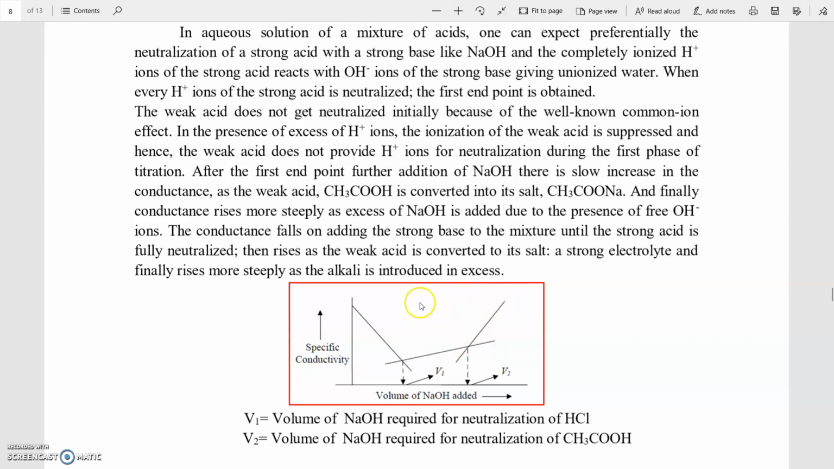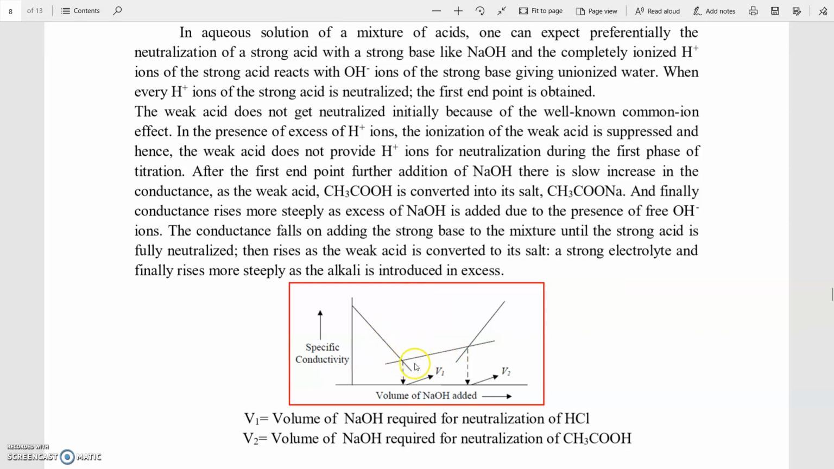Then we draw the graph of specific conductivity versus volume of NaOH. Initially we observe that conductivity decreases because NaOH reacts with HCl, so the highly mobile H plus ions are replaced by the less mobile Na plus ions. At this point NaOH starts reacting with acetic acid, but here the conductivity slightly increases because Na plus ions are already there in the beaker.